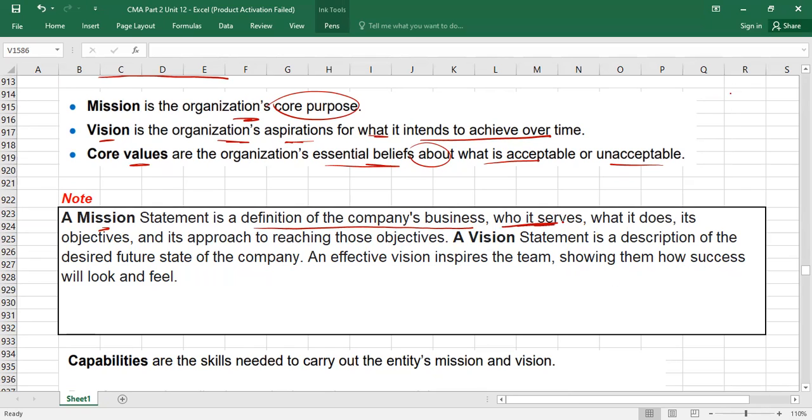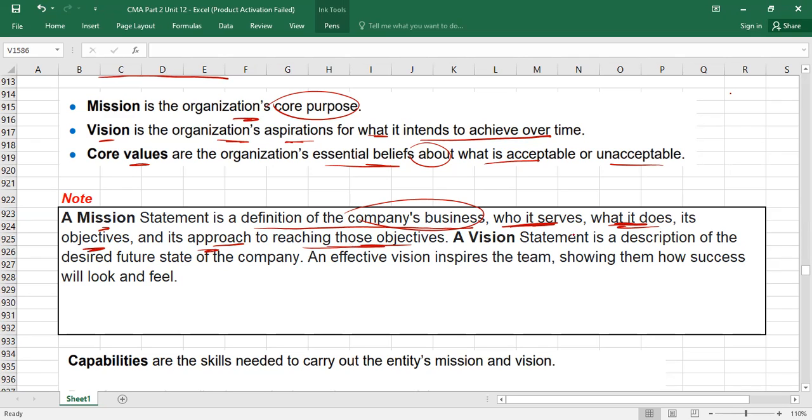Who it serves, like to whom we are serving, what it does, what we do actually, and its objective, what is our objective, and its approach to reaching those objectives, like how you will achieve those objectives. So these things are always decided under mission. So what is the main company business, who it serves, what it does, what are the objectives of the company, and what is the approach to reaching those objectives. These things are always decided by mission.